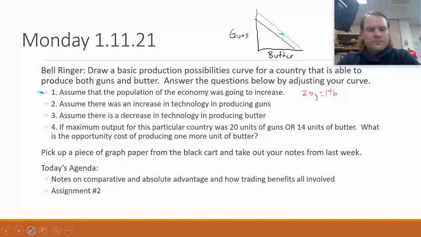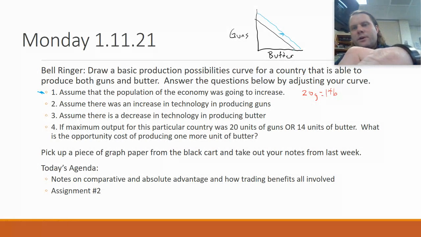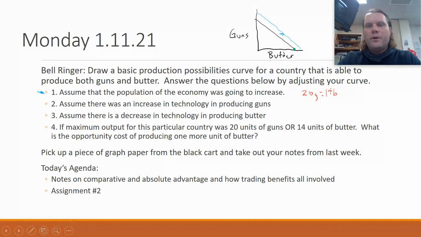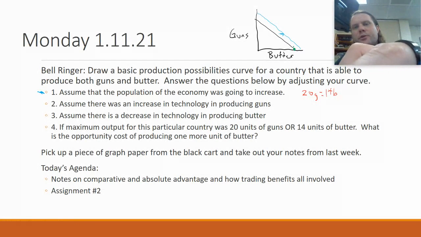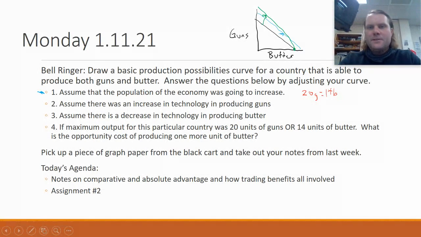Number two, things change a little bit. Now we only have an increase in technology in producing guns. If that's the case, remember we can't produce more butter. We're stuck right there. But if we can produce more guns, our new graph is going to look something like that. If that's not clear to you, make sure that you are doing the assignments, rewatch the notes, and look for your resources on my AP.